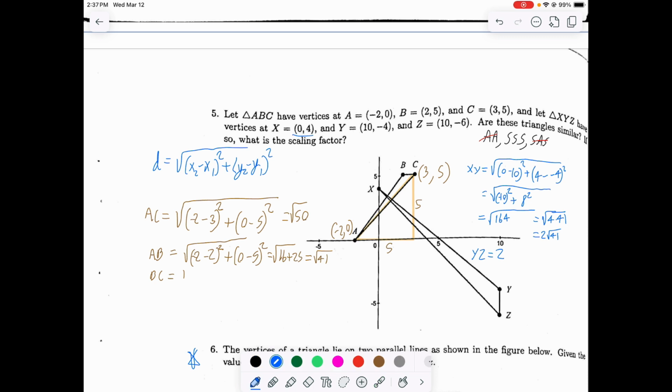So let's go ahead and find out the last one. We want to find out XZ. What is the length from X to Z? XZ is equal to the square root of 0 minus 10 squared plus negative 4 minus negative 6 squared. Actually, I did negative 4 because I was looking at Y. It should be just 4 minus negative 6. So we end up with the square root of 10 squared, which is 100, plus 10 squared, because 4 minus negative 6 becomes 4 plus 6, so that's another 100. So this is the square root of 200.